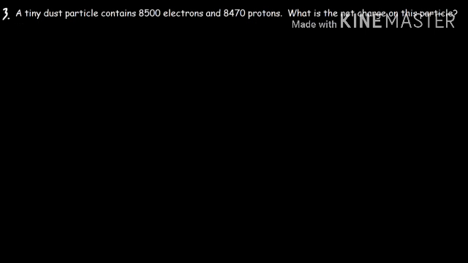Number 3, a tiny dust particle contains 8,500 electrons and 8,470 protons. What is the net charge on this particle? So what should we do in this problem? You need to keep in mind it's the difference between electrons and protons that's needed to calculate the charge. So here's an equation that you can use. Q is going to equal the difference between the number of protons minus electrons times 1.6 times 10 to the negative 19.